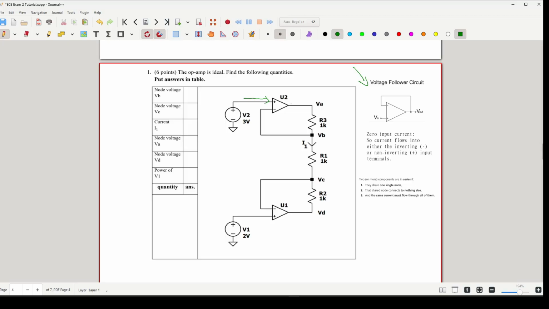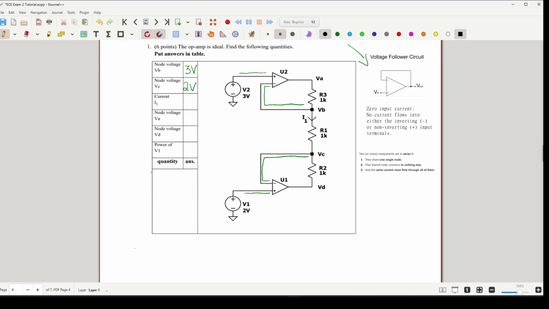In this case for U2, the op amp is taking a signal from V2 at its non-inverting input and reproducing that same signal, 3 volts, at its output, which happens to be connected to node VB. So node VB is equal to 3 volts. Let's look at U1. The task is the same. The input of 2 volts from V1 is going to be replicated at the output and connected to VC. Node VC is 2 volts.